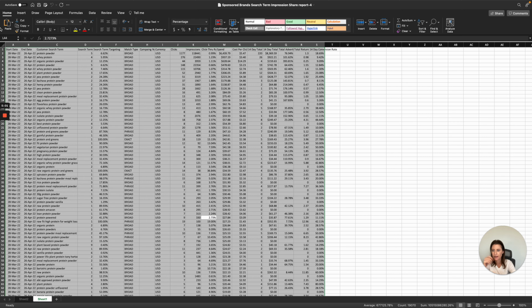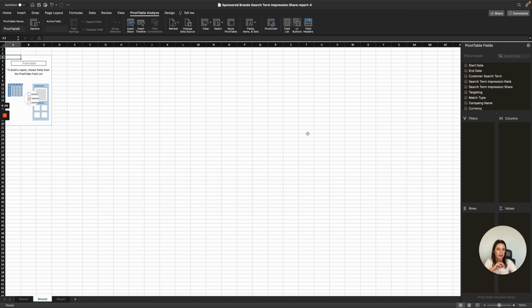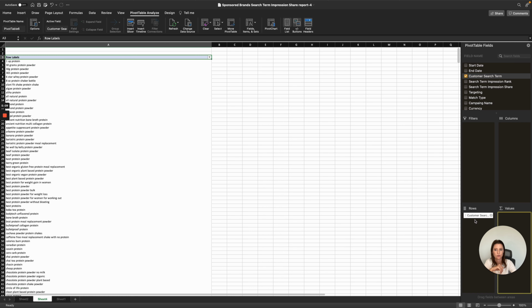So I select all my data, insert, pivot table, got that. And then one thing to note is I like my rows to be search terms rather than targets. If you do targets, it's going to give you an aggregate of all of your search terms and show you the data on a keyword level. So it's probably a more accurate representation of the data visualization.